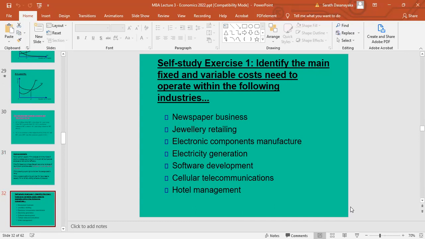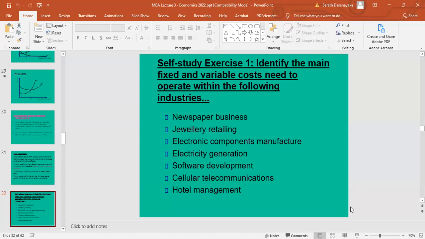Newspaper business. What are the fixed costs of a newspaper business? You need the machineries, you need the buildings, and what are the variable costs? You need the ink, you need the writers, you need the papers, you need the transport, and all these things. Then if you identify it, now you know the behavior of these cost curves. Then you can easily identify, you can easily minimize.